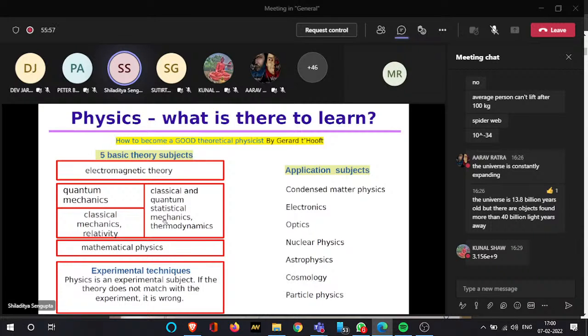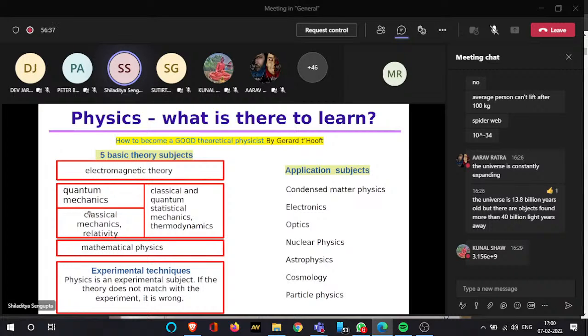And then there is mathematical physics, because the laws in physics books are described using the language of mathematics. When I say mathematics nowadays, it also includes numerical and computational physics, meaning coding and learning about coding, etc. So these are the theory subjects, and everything else that you will find in your syllabus we can think of as an application of these rules to study different aspects of the universe.